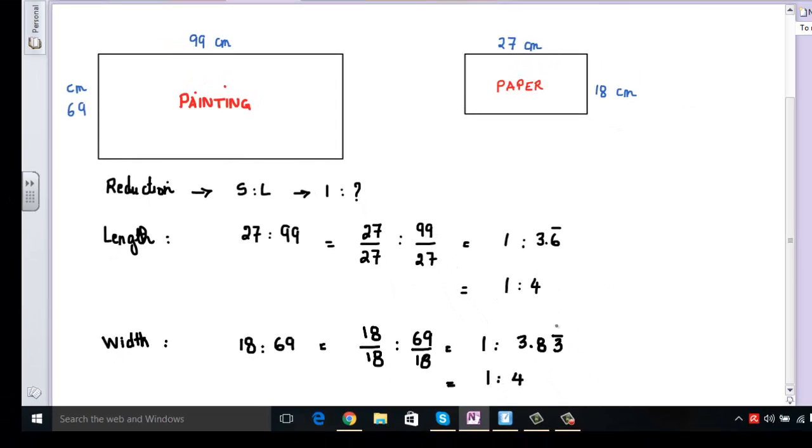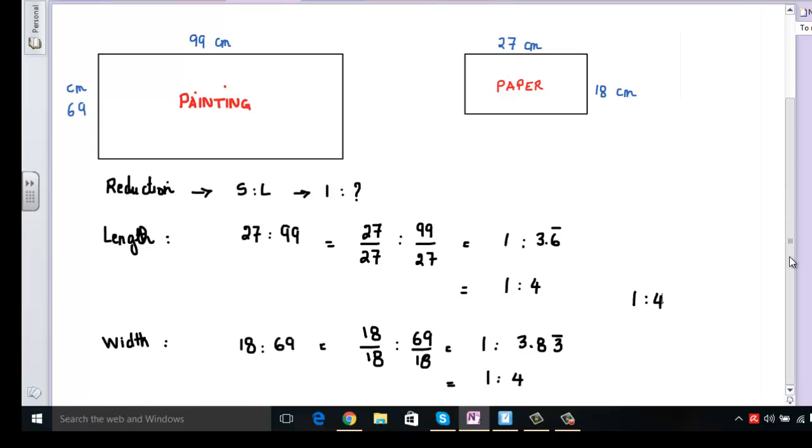I'm lucky to have the same scale, 1 to 4 and 1 to 4. That means if I'm going to choose as a final answer 1 to 4, I need to take any dimension from the painting to transfer it to the paper. That means I need to divide by 4. Why do I divide? I'm not multiplying. I need to divide because I need to go from large to small.